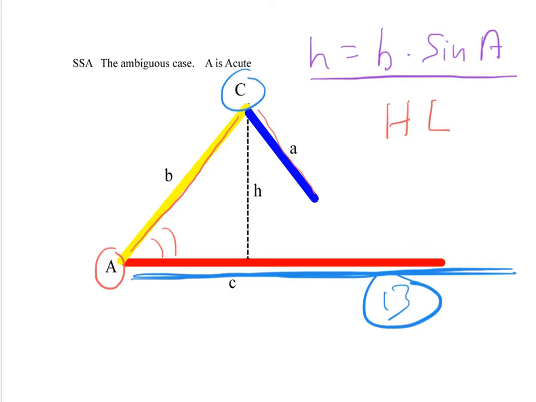Okay, if a is longer than h but less than b, there are actually two triangles that you can draw. The triangle that you can draw this way, right here like this. And you can also swing a around, so you can draw a triangle that would be right here like this. I'm going to run through this in class, and we're going to play with the angle legs, but you'll see how this works. So there's possibly two triangles.